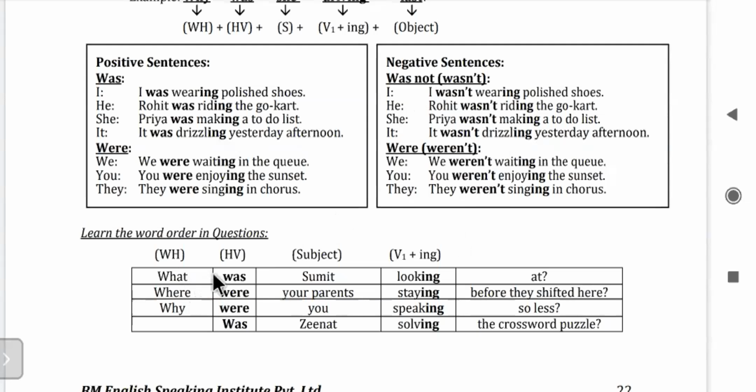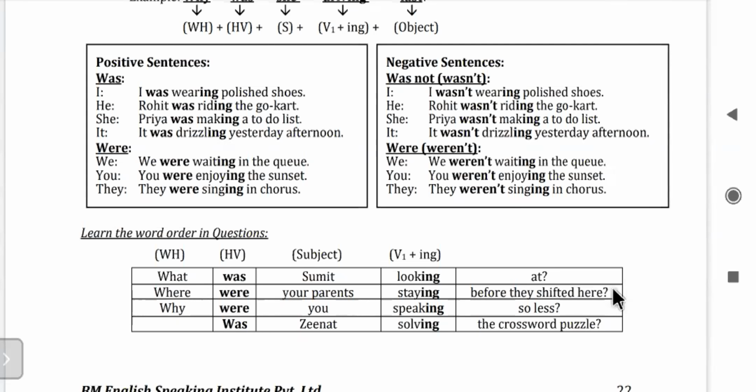Can you read me this question? What was Sumit looking at? Where were your parents staying before they shifted here? Okay, so the sound of this one and this one is almost the same in your case. It is clearly known that you're saying were, but that's because we know the sentence structure. The sound must be different, so make them completely different from each other. Say it again: Where were your parents staying before they shifted here?